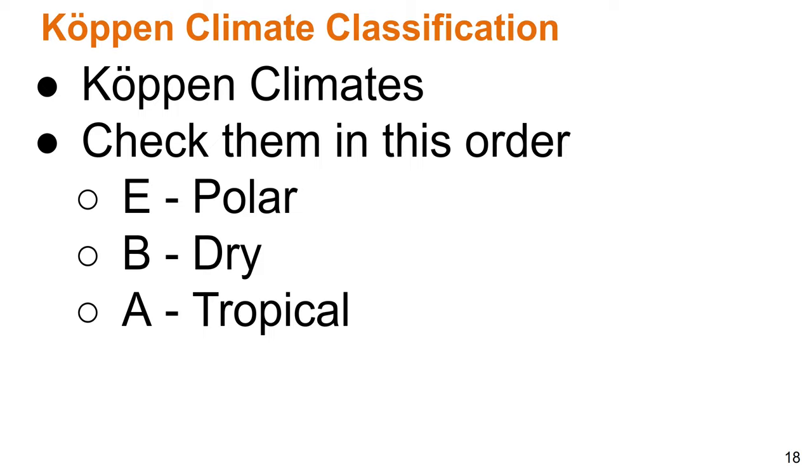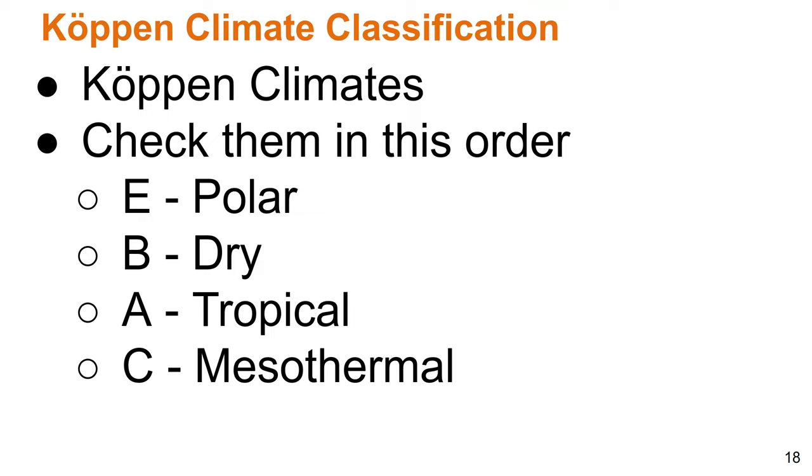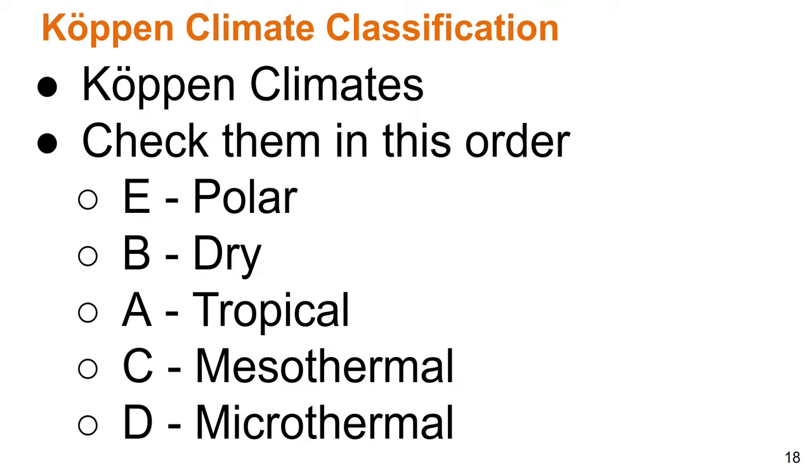If it's not a dry climate, then you check to see, is it a tropical climate? Is every month's average temperature over 18 Celsius? If it is, it's a tropical climate, and then you go to the detailed information to figure out what kind of tropical climate it is. If every month is not over 18, and it wasn't polar and it wasn't dry, then you go to the next one and see if it's a mesothermal climate. Does it have 3 months over 10 Celsius? Does it have the coldest month above 0 degrees? If so, it's a mesothermal climate. Then you go to the detailed information to see what kind of mesothermal climate it is. But if it's not a mesothermal, it has to be a microthermal, a D climate, or snowy forest, which would have 3 months above 10 Celsius and the coldest month below zero.